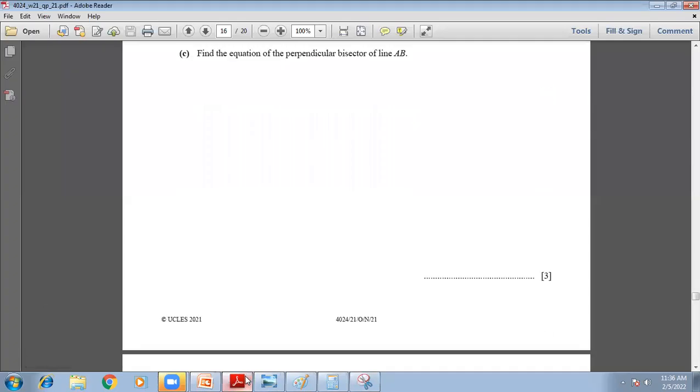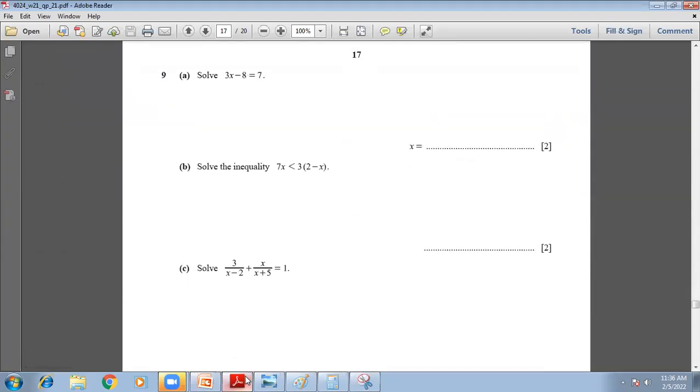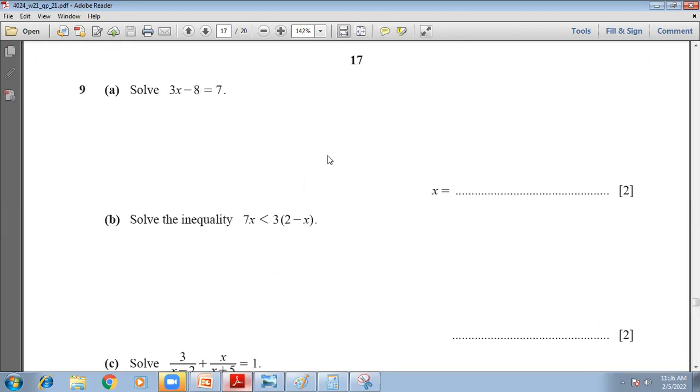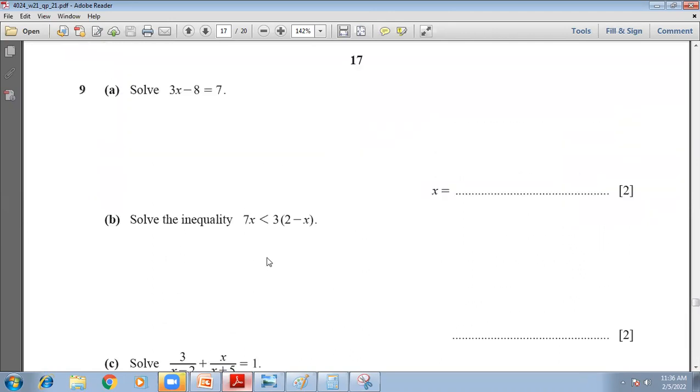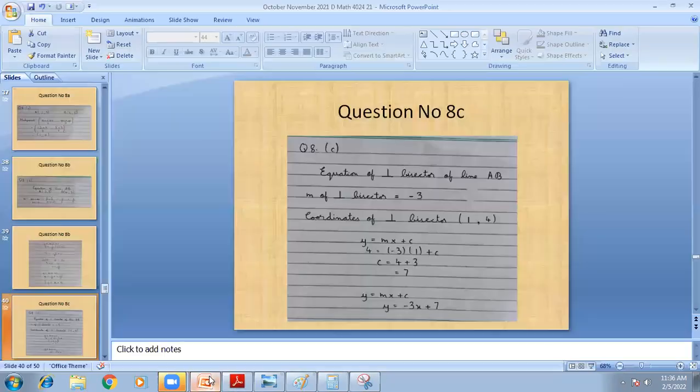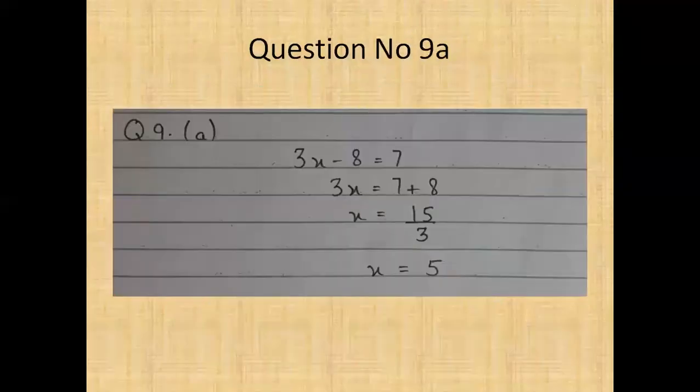Okay, so let's move to the next question. The next question coming up on your screen is very easy and always comes in the paper. Question number 9, A part. It says solve this equation 3x minus 8 equals 7, and then solve this inequality. So first of all, do the A part.